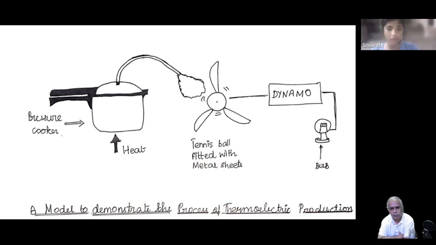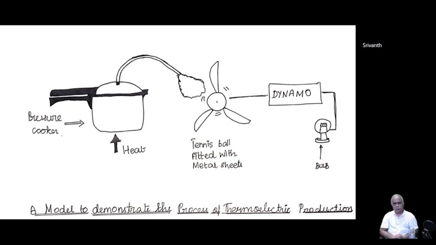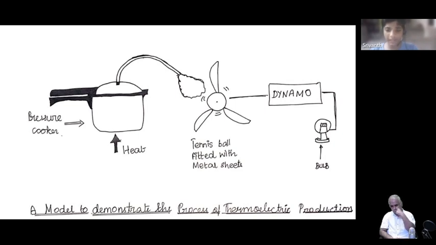Now the process here is, the steam comes out furiously and makes the turbine spin. So when the dynamo is fixed here, the dynamo converts this energy to electrical energy and makes the bulb glow. Right. Okay.